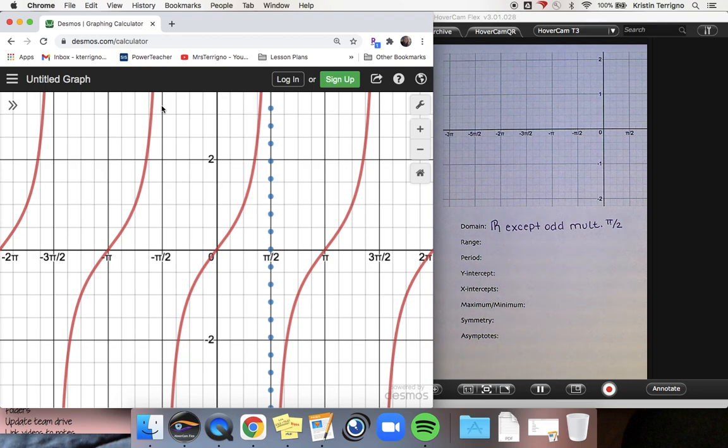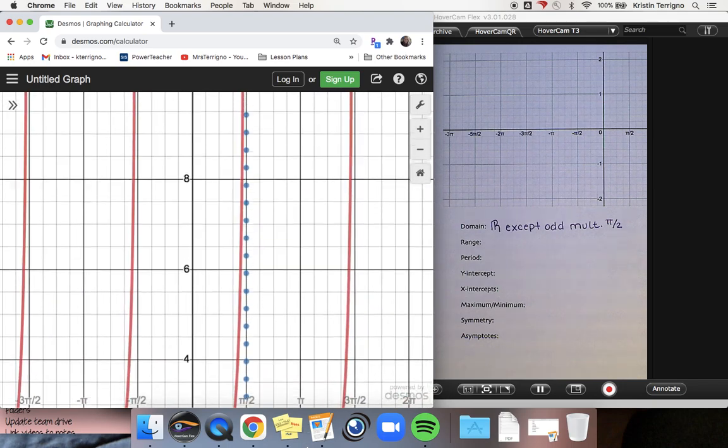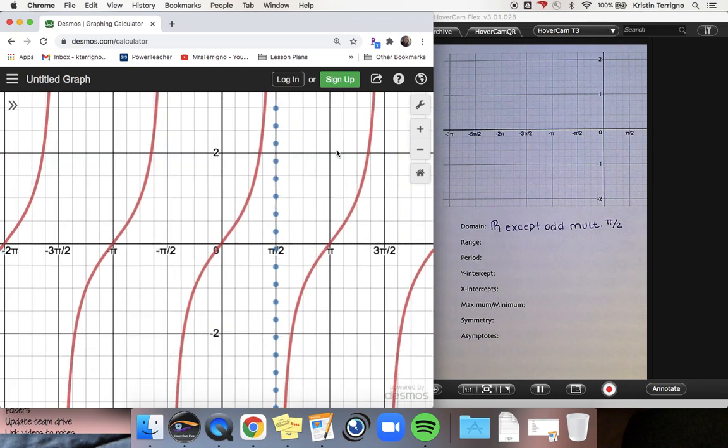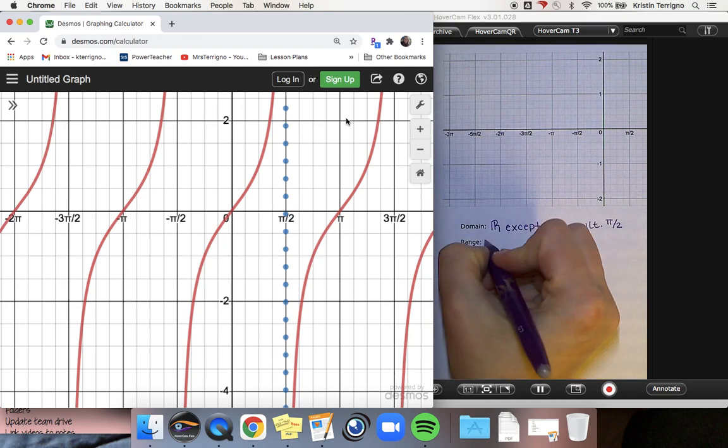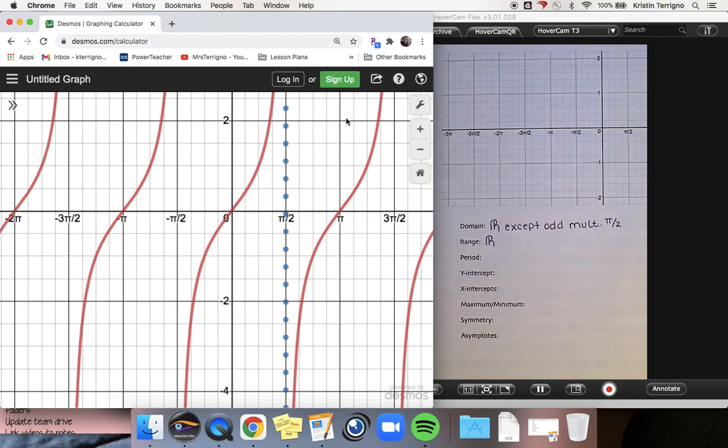Now, as far as range goes, you will notice that these graphs go up and they go down forever. There is no restriction on the tangent function's range, so the range is all real numbers, as opposed to sine and cosine, which are limited between -1 and +1. We talked about that in the last chunk of this material: tangent is allowed to be larger than 1, but sine and cosine are not.